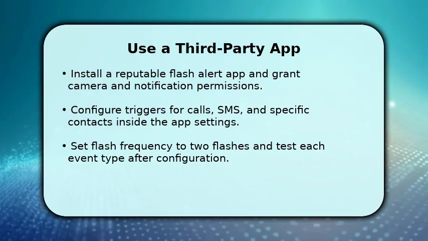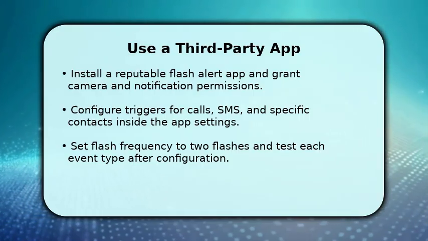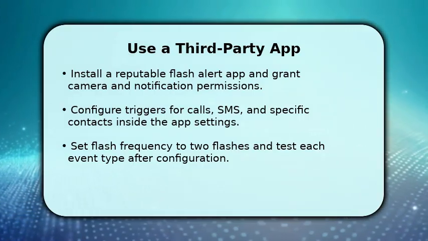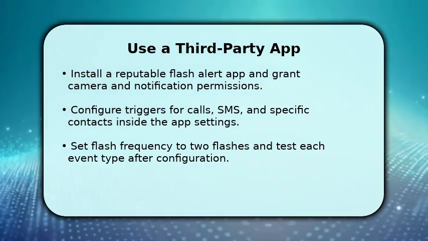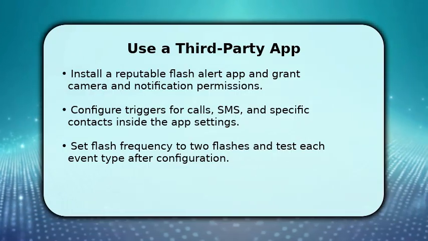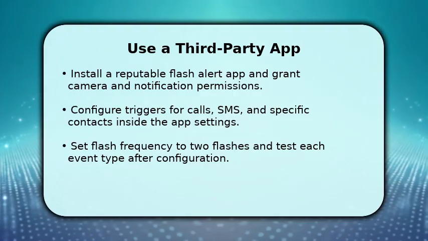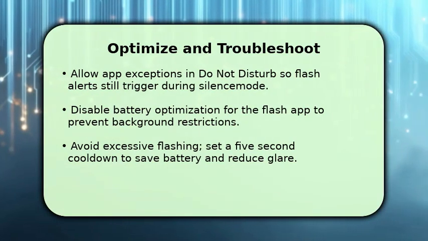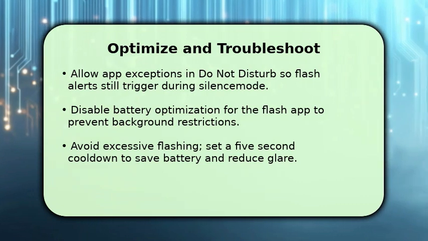Choose a flash frequency like 2 flashes per event and set a short cooldown to prevent constant blinking. Test each trigger type by sending an SMS and placing a test call to confirm correct behavior. Make sure Do Not Disturb allows interruptions from your flash alert app so alerts still occur.